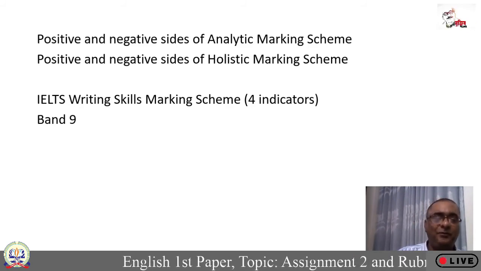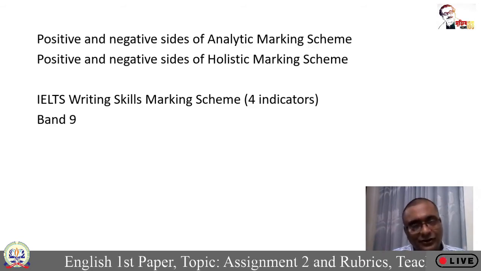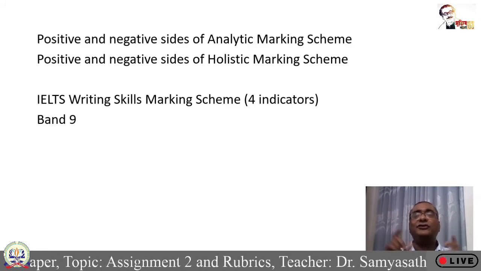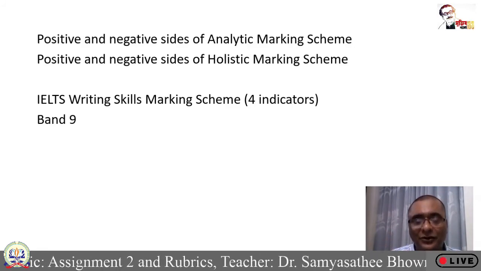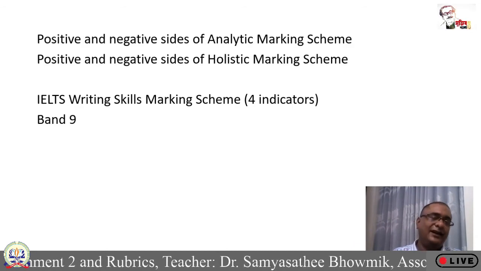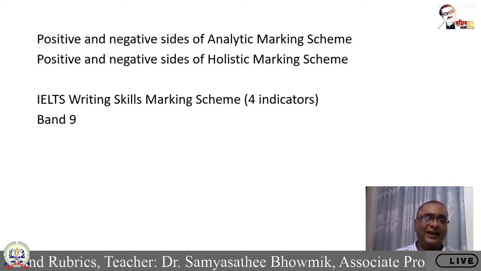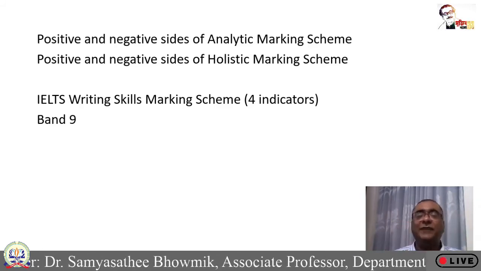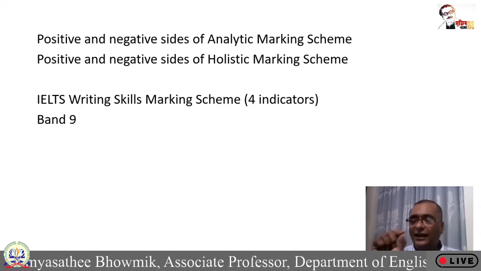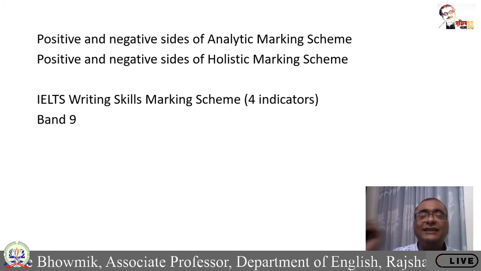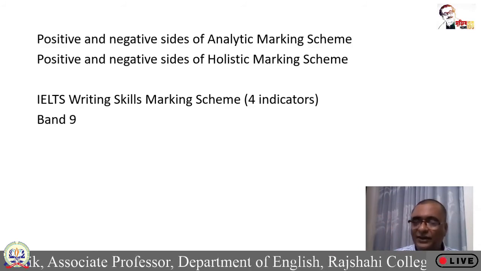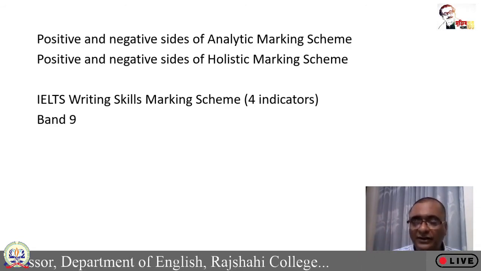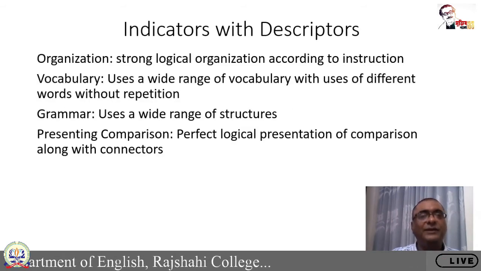Banding is different. We have also got the banding over here. IELTS also looks at the writing using 4 indicators, and they use an analytic marking scheme style, but they have 9 bands. Against each band there are descriptors: if you fulfill these sort of things, you will get 8. If you fulfill these sort of things, you will get 7. This is how the band works.